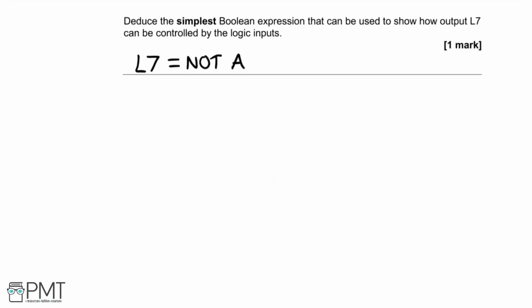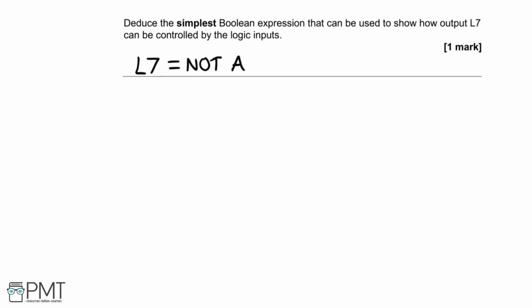So I've written L7 equals not A, which basically just means the signal on L7 is always the opposite of the input A. We can also write L7 equals A bar, which also means not A. Writing either L7 equals not A or L7 equals A bar will get you a mark, but nothing else.